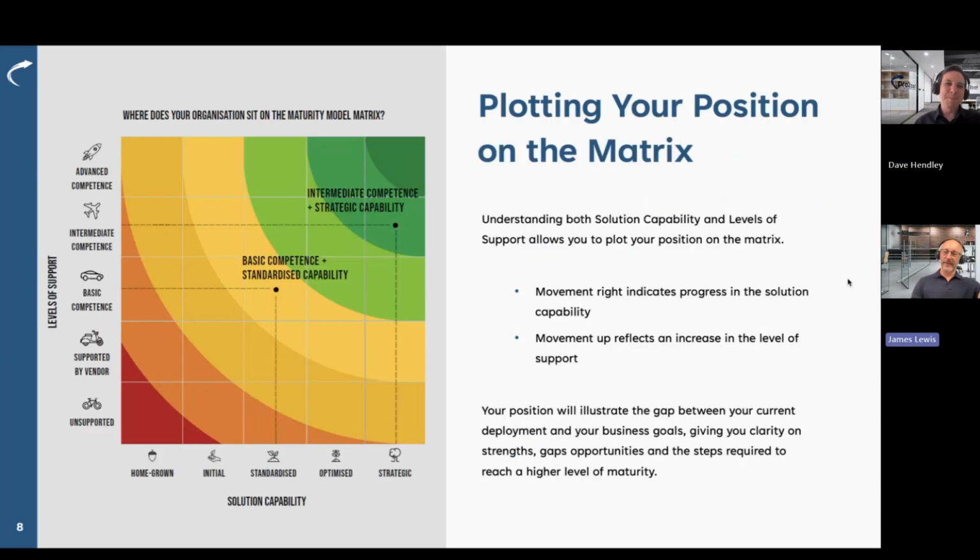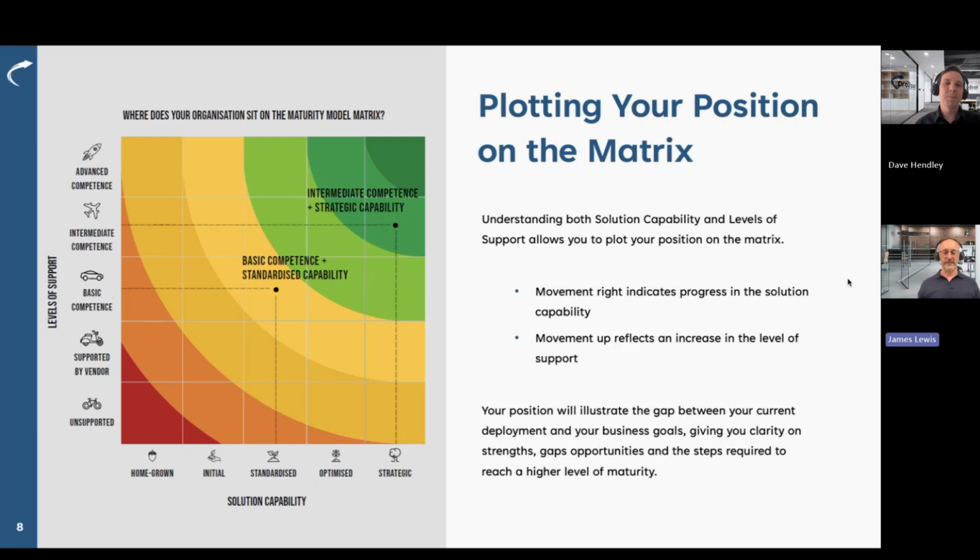Right, so looking at the matrix that we've alluded to, I've mentioned a few times here, and I don't want to dwell on this particularly either, but fundamentally it's a case of trying to map where you are. So we've looked at the two axes here, the solution and the levels of support, and in working through this matrix, you'll work out what solution capability you currently have, what level of support competence you have as well, and you can work out where you are.